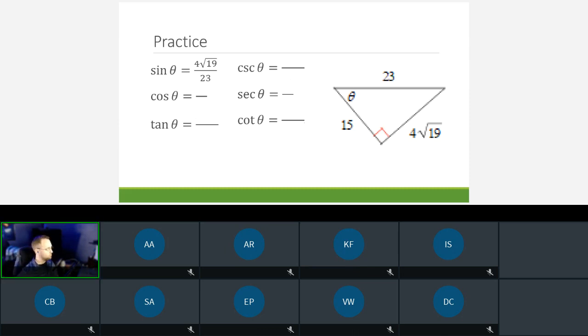All right. Cosine, what goes in the numerator? I got a 15. People are saying 15. I like it. And then the denominator, 23. I like it. This is easy, right, guys? Nothing hard so far. And then the last one in this column, tangent. What goes on top? 4 radical 19. Yep. And the denominator?